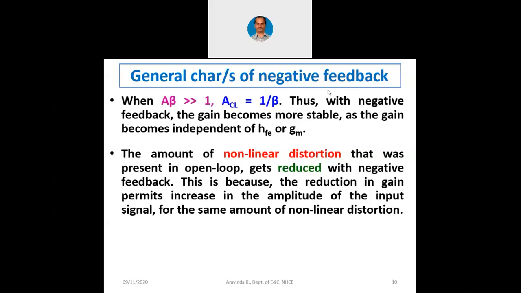Now, the amount of the nonlinear distortion that was present in open loop gets reduced with the negative feedback. That is because the reduction in gain permits increase in the amplitude of the input signal. See, as the gain is reduced now, actually input signal can be increased because earlier we had a limit for the input signal's amplitude, which means beyond a certain signal amplitude, output would go for distortion or clipping.